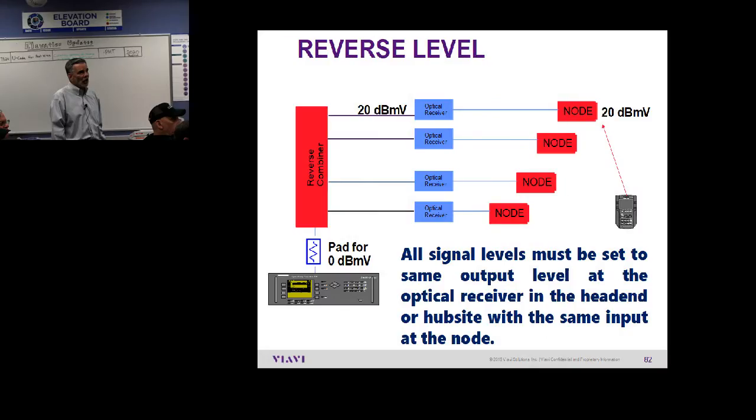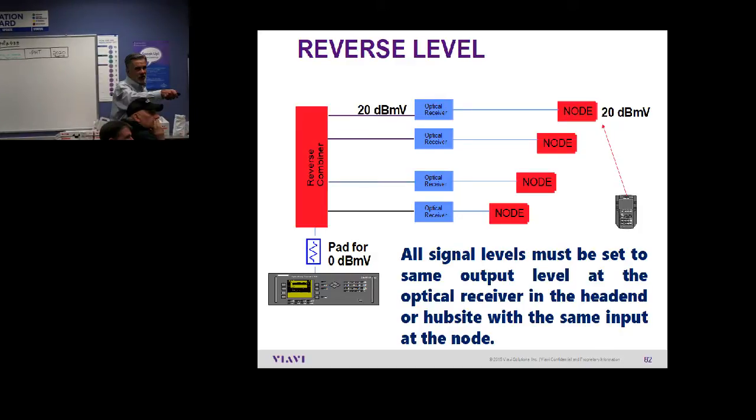Those steps are real general. Again, you should follow your vendor's specification. So in other words, if you inject that plus 20, or whatever your reverse design level is, into the node, you go backwards through the optical part, and then the head end guy is going to set all these nodes up so that they're all the same, right?